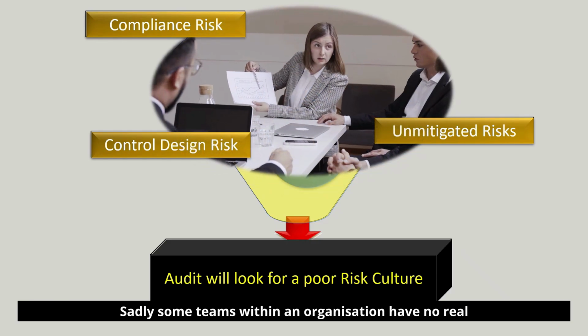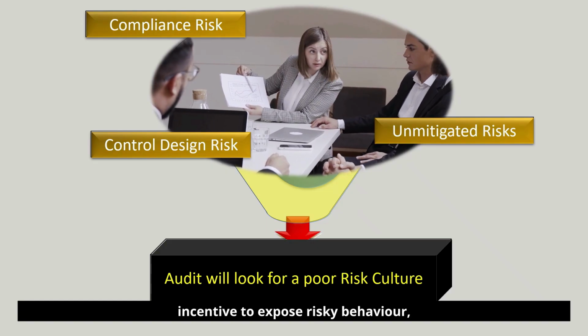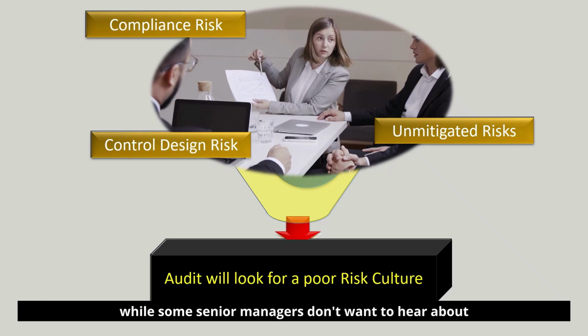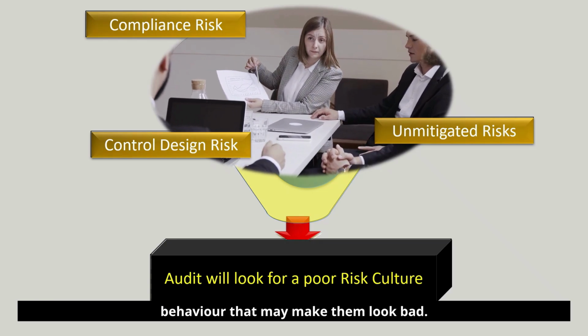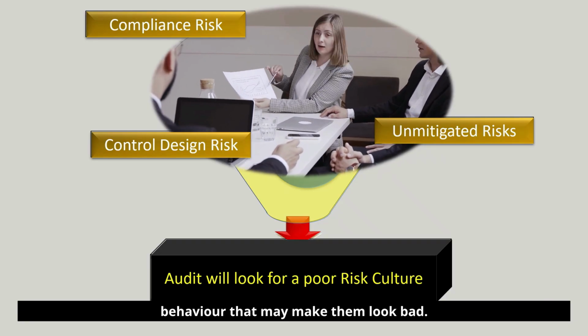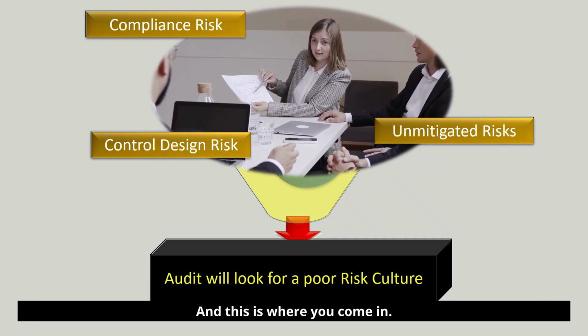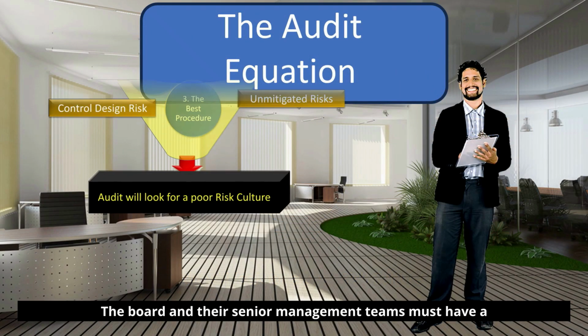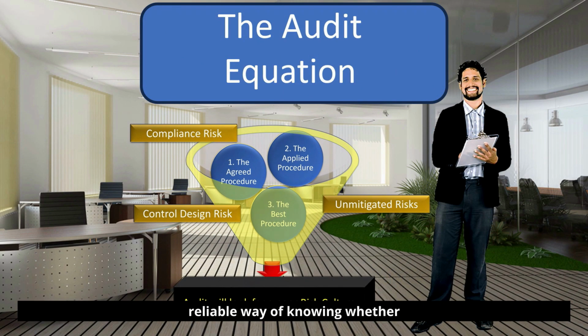Sadly, some teams within an organisation have no real incentive to expose risky behaviour, while some senior managers don't want to hear about behaviour that may make them look bad. And this is where you come in. The board and their senior management teams must have a reliable way of knowing whether what's happening should be happening, and whether this is the best way of ensuring success.